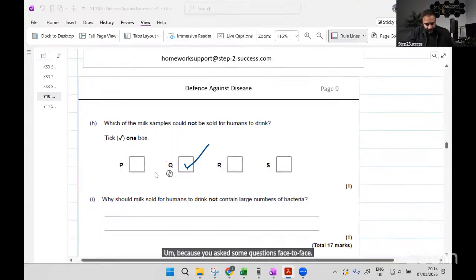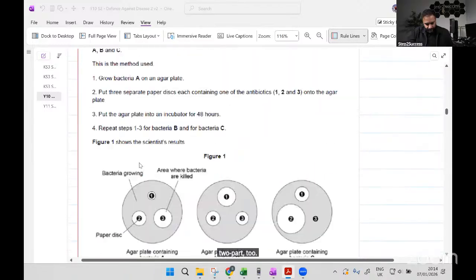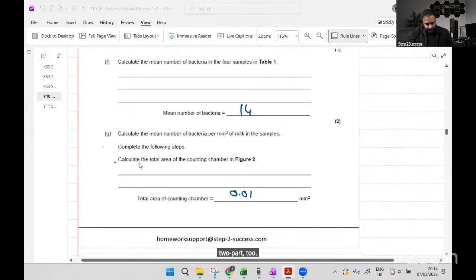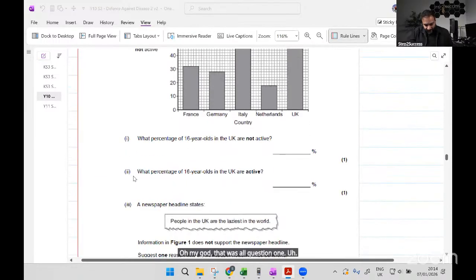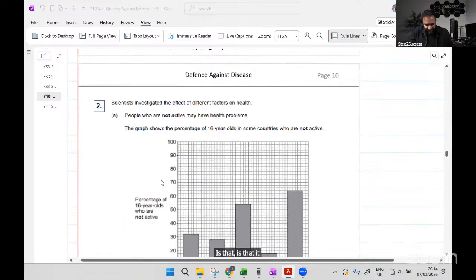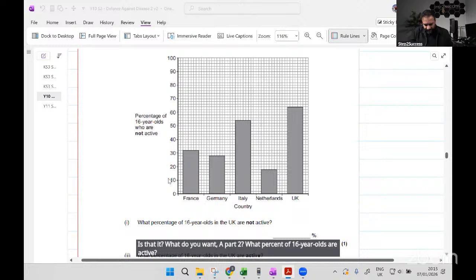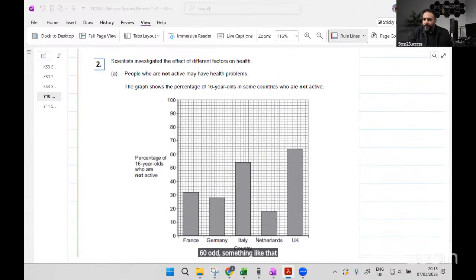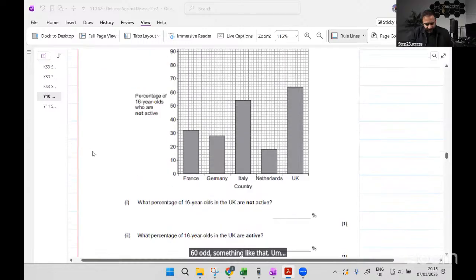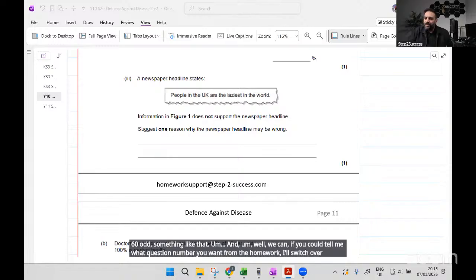Two-part two. Oh my God, that's all question one. Two-part two, is that it? This is what you want? Two A part two: what percentage of 16-year-olds are active in the UK? Isn't that just reading off this graph? 60 odd, something like that. If you tell me what question number you want from the homework, I'll switch over to it. You just got to tell me what question number from the ecology homework.